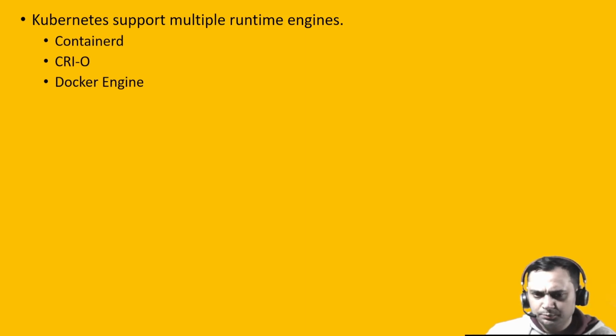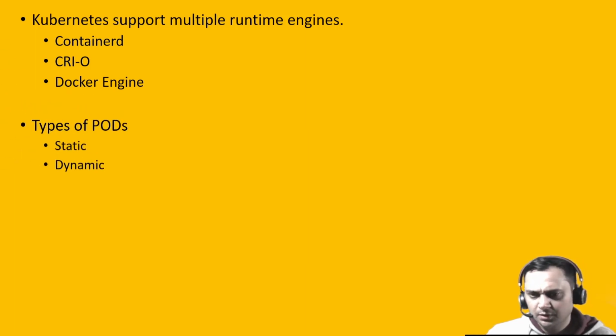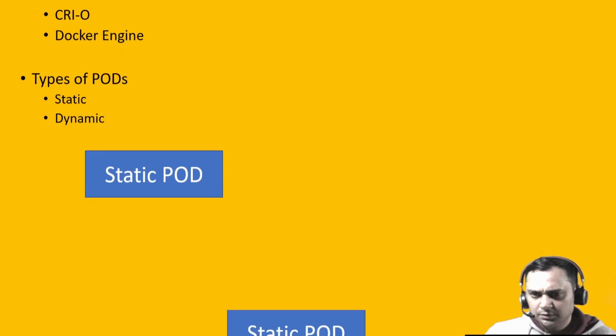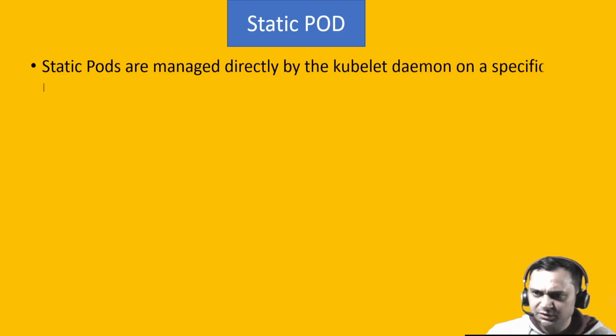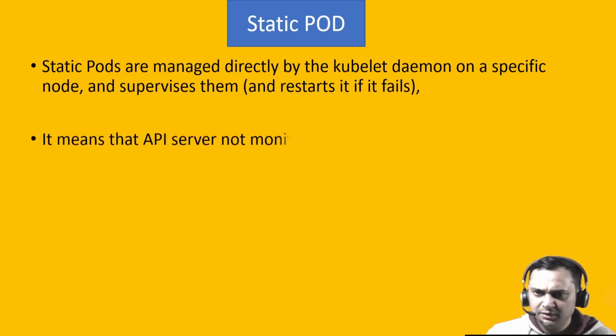Now the next part is types of pods. We have static pods and dynamic pods. Static pods are directly managed by the kubelet daemon on a specific node, which supervises them and restarts them if they fail. It means that API servers do not monitor them. What we have learned is that the API server manages all the pods, but not static pods.